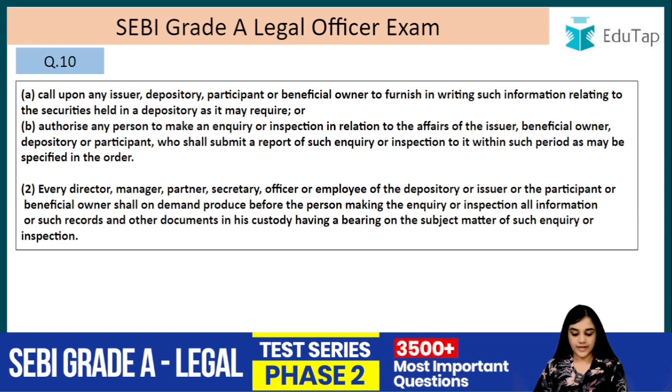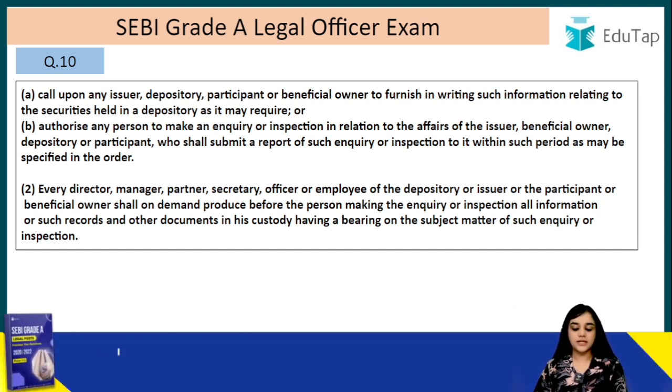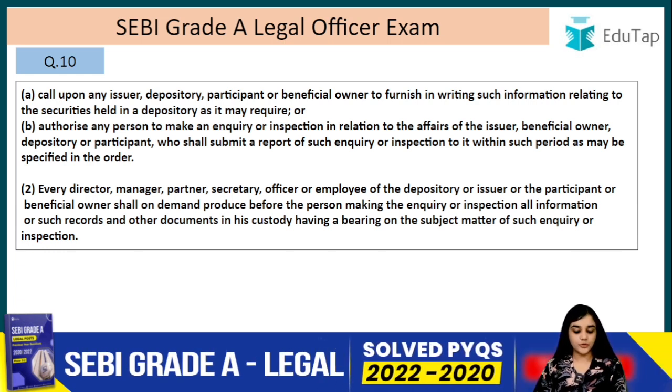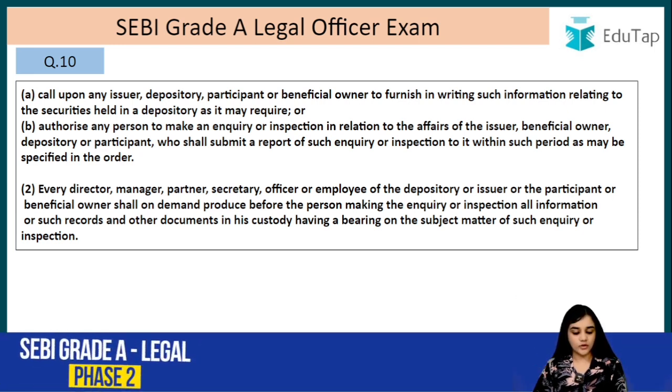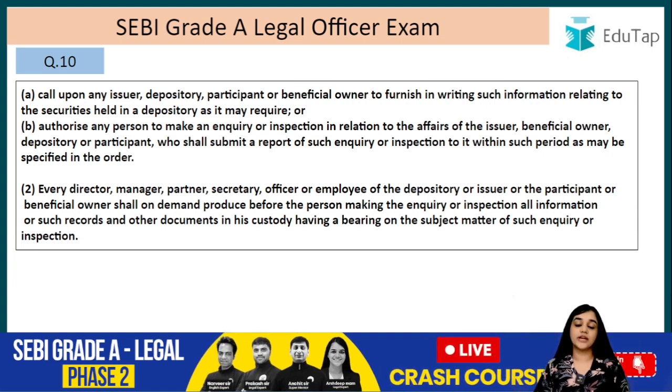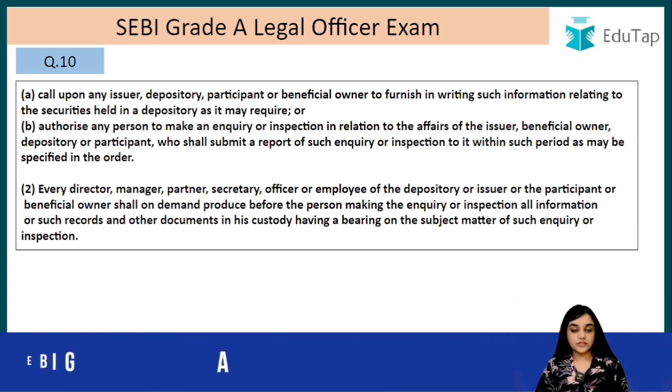Every director, manager, partner, secretary, officer or employee of the depository or issuer or the participant or the beneficial owner shall, on demand, produce before the person making the inquiry or inspection all the information or such records and other documents in his custody having a bearing on the subject matter of such inquiry or inspection. So whenever asked for, they have to provide all the documents and records that have been demanded. So I hope this section is clear to you.